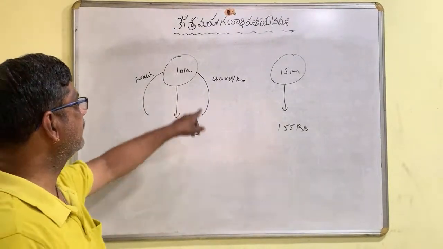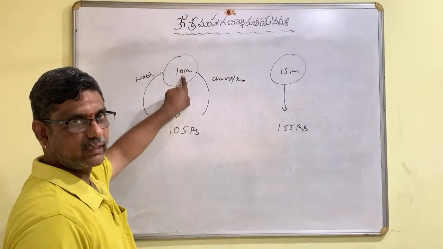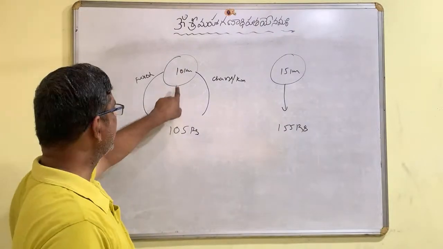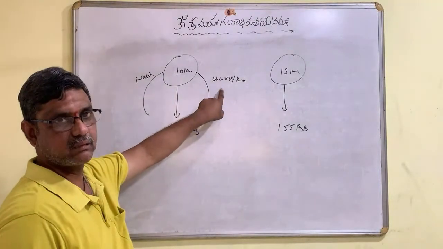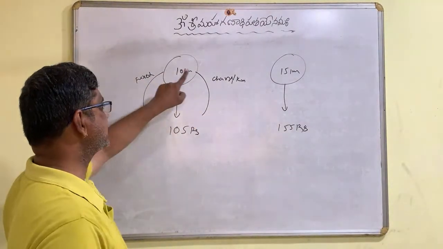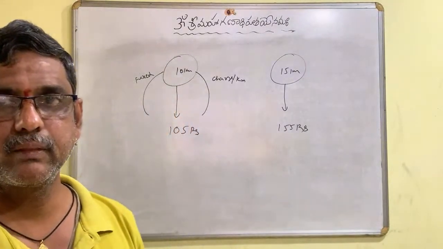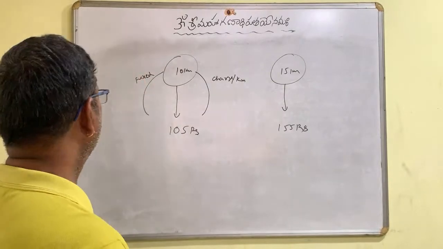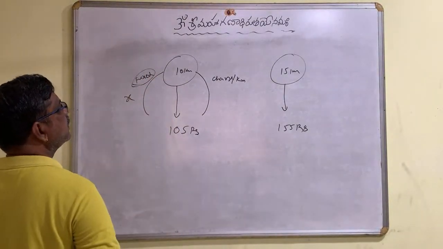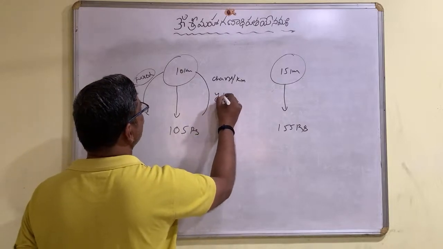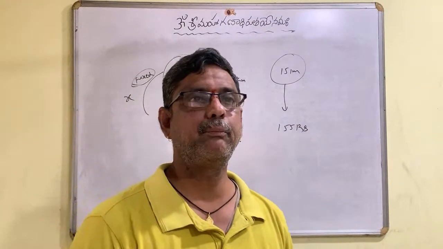So, for traveling distance 10 kilometers, he has to pay 105 rupees in the form of two charges. One is the fixed charge, the other one is charge per kilometer. Okay? Let the fixed charge be X rupees and charge per kilometer be Y rupees.